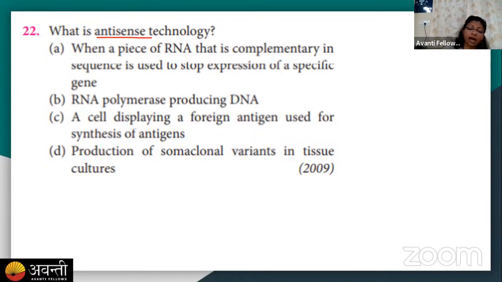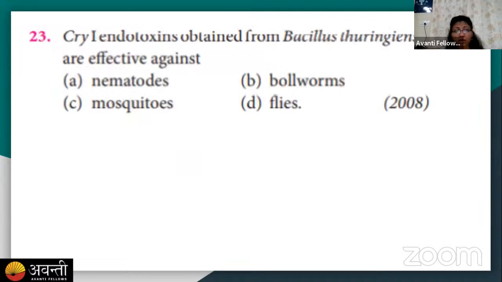So yes, the answer is C. We know the antisense technology is used in the RNAi technique, that is RNA interference technique, in which we are making the piece of RNA that is complementary in sequence, which is used to stop the expression of a specific gene. Okay. So next question, 23rd.